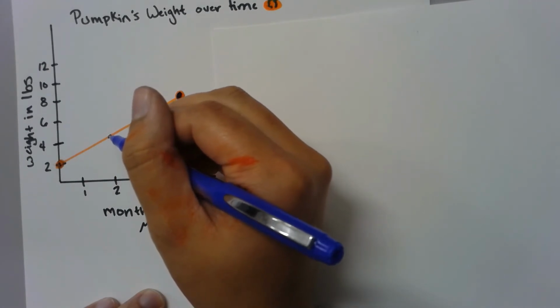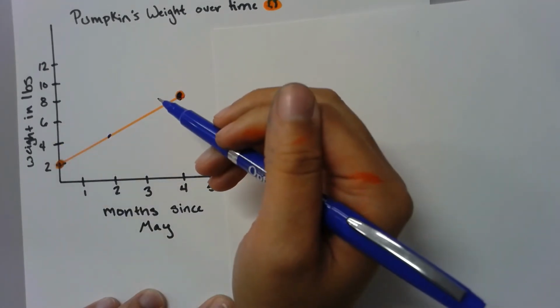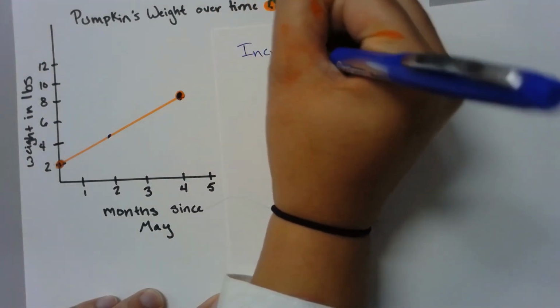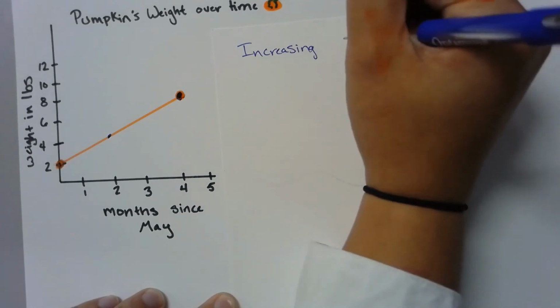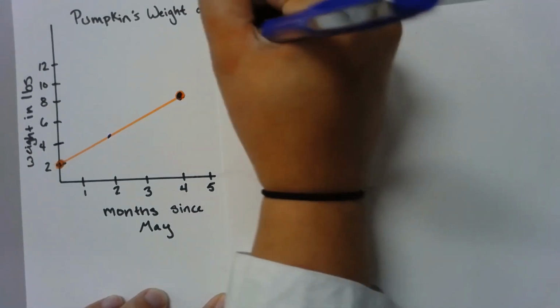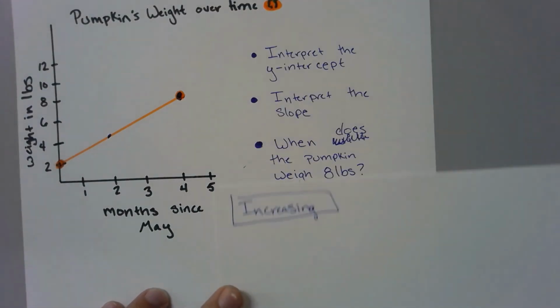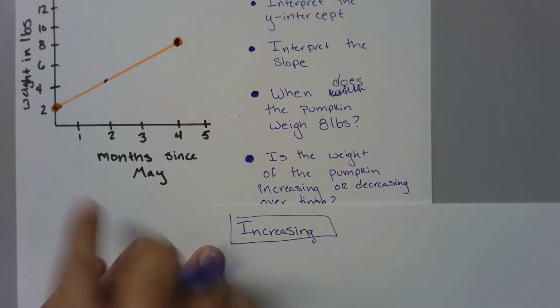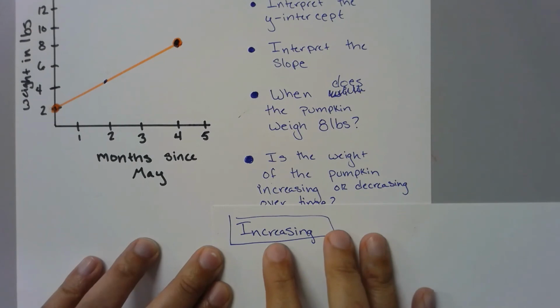Here at 2 months, the weight of my pumpkin is 4 pounds. So my graph is increasing. The weight has increased as I move from 1 month to the other. Another way of looking at it is the slope of this graph is positive, and my weight must be increasing as a result.